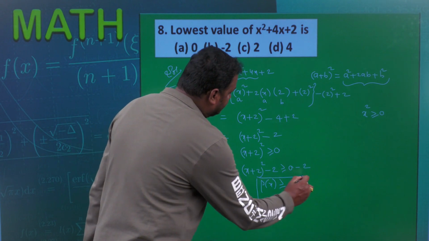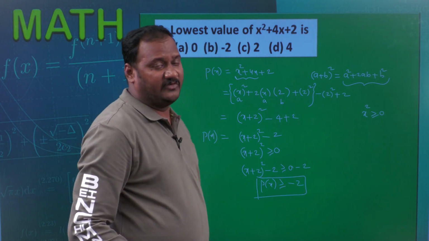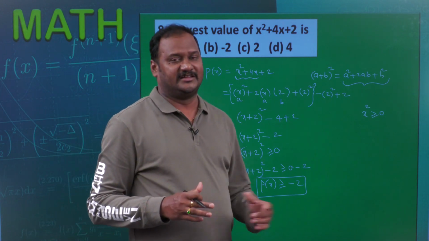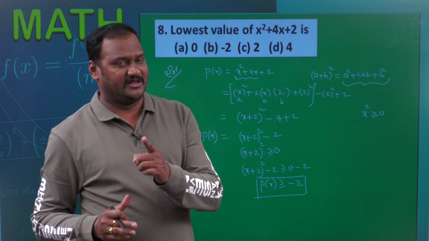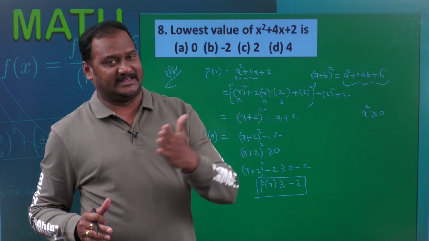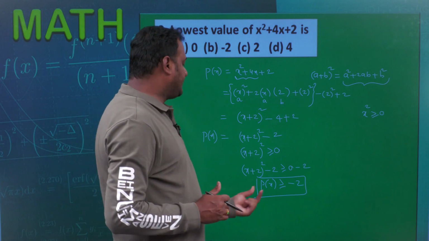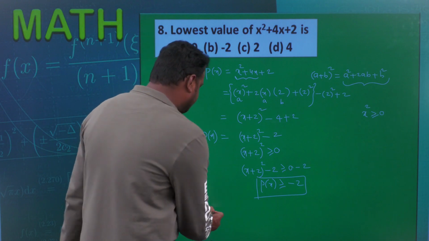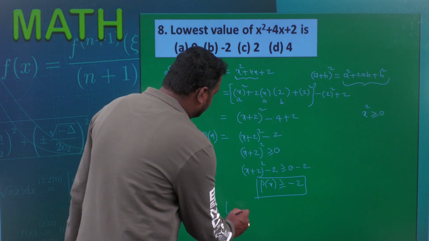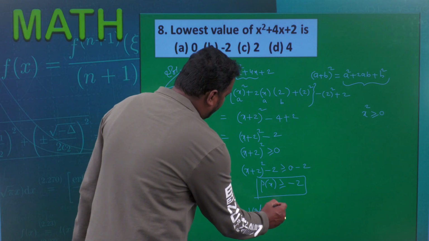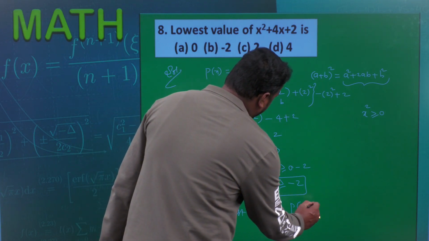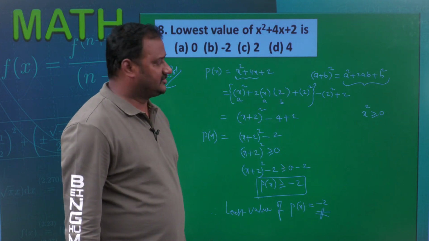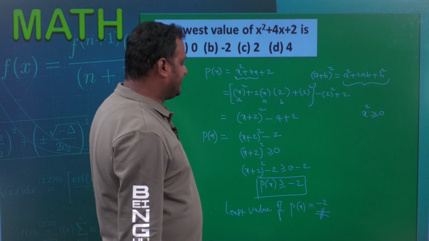So what do you mean by this? The value of p of x is always more than or equal to minus 2. More than or equal to minus 2 means what? This value starts from minus 2 and above, but not less than minus 2. So that is why the least value of p of x, the least value of the polynomial, is minus 2. Therefore, the least value of p of x is going to be minus 2. So this value is always more than or equal to minus 2. That is why the least value of this is minus 2.